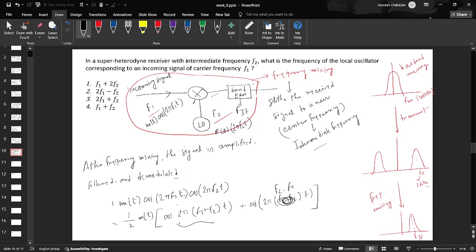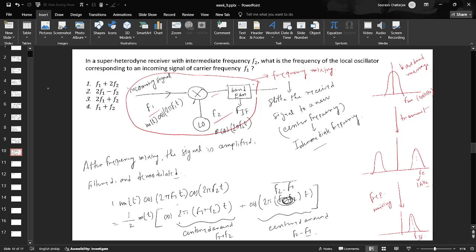So you can see here that this is a frequency component centered around f1 plus f2, and this is a frequency component centered around f2 minus f1. You can pass any of them, but since the goal of the intermediate frequency is to bring the carrier frequency down, the intermediate frequency should be lower than the carrier frequency. That's why you are going to choose a band pass filter with the frequency f2 minus f1.